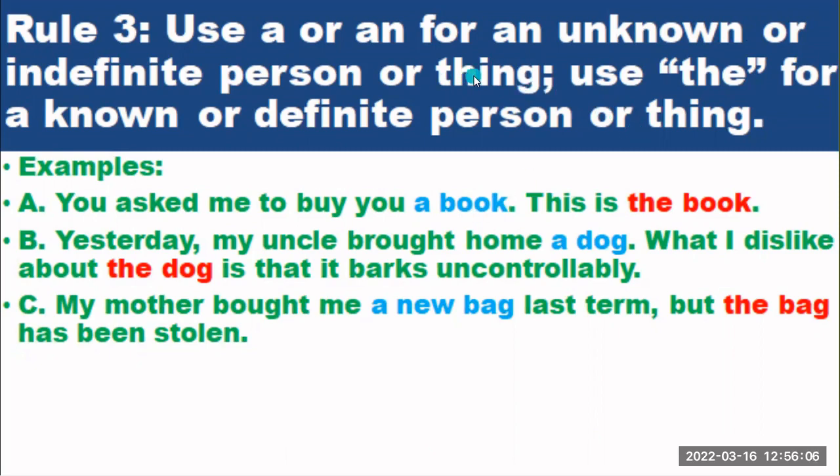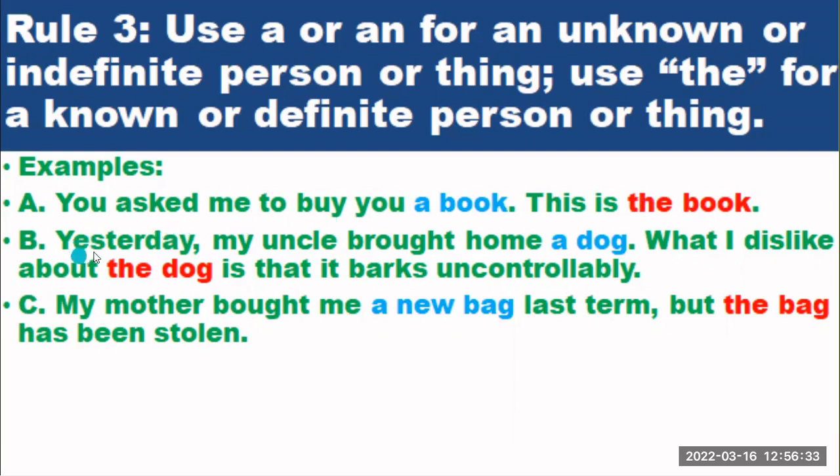So you use a or an for an unknown or indefinite person or thing. So a book refers to a book you don't know about. Both the speaker and the listener don't know the book being talked about. But now that the book has been bought, it's now known to both the speaker and the listener. So you can now use the definite article, the.